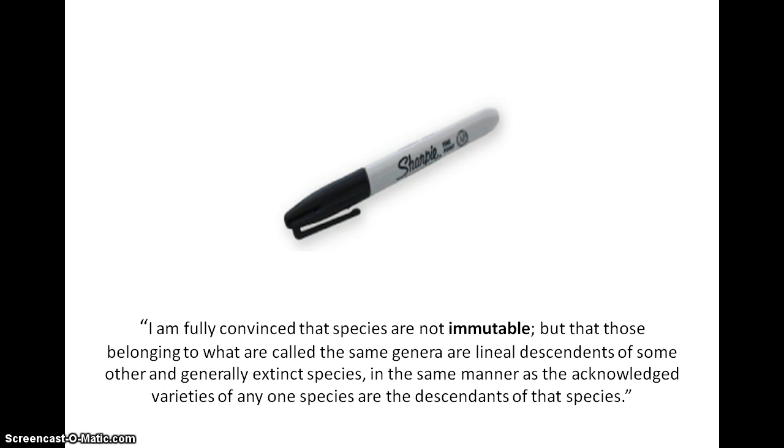The picture is an example of something that is not immutable. Darwin believes that species are not immutable, but that they actually are the lineal descendants of some other extinct species. So what happened to that original species? What do you think immutable means? Immutable means unchangeable. So Darwin, of course, does not believe that species are unchangeable.